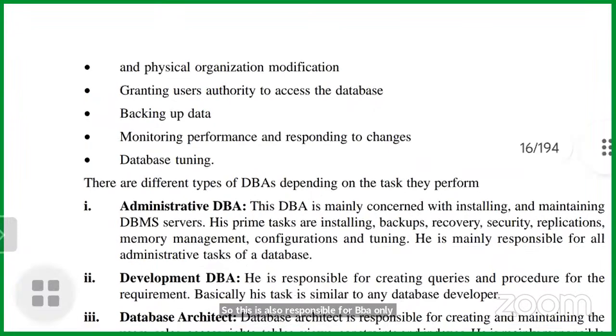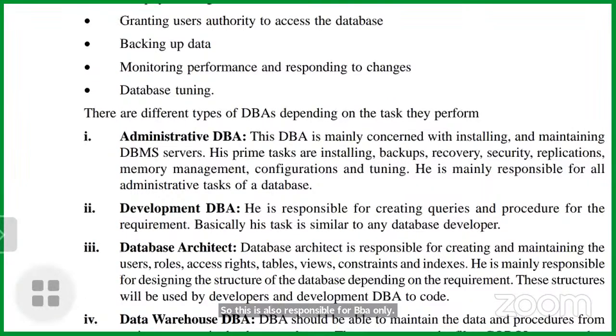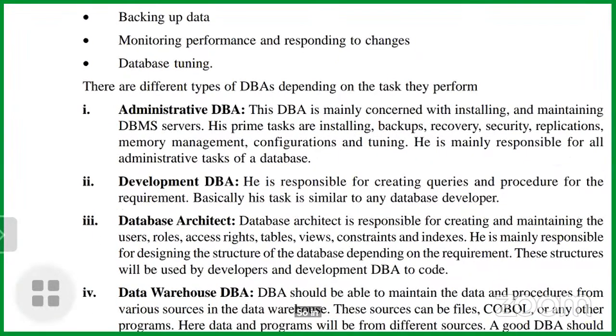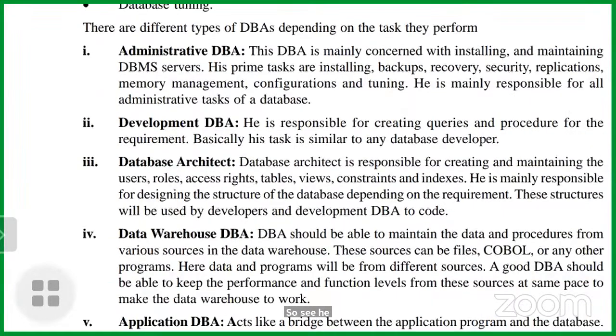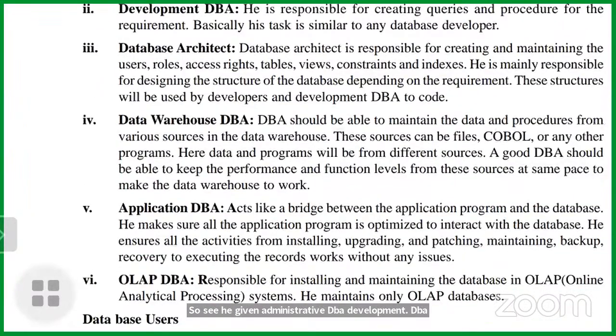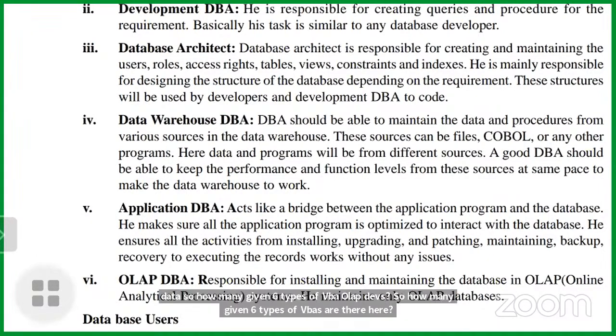So in DBA, different types of DBAs are there. See, he has given administrator DBA, development DBA, database architect, data warehouse DBA, application DBA, OLAP DBA. So how many types of DBAs are given here? Six. These are all employees. These DBAs are nothing but human persons only.